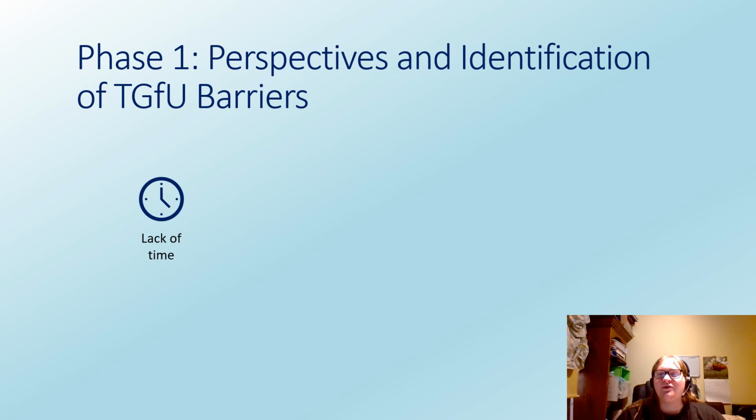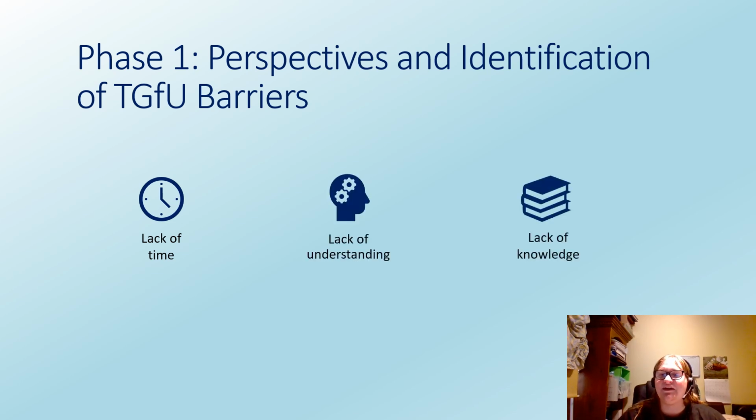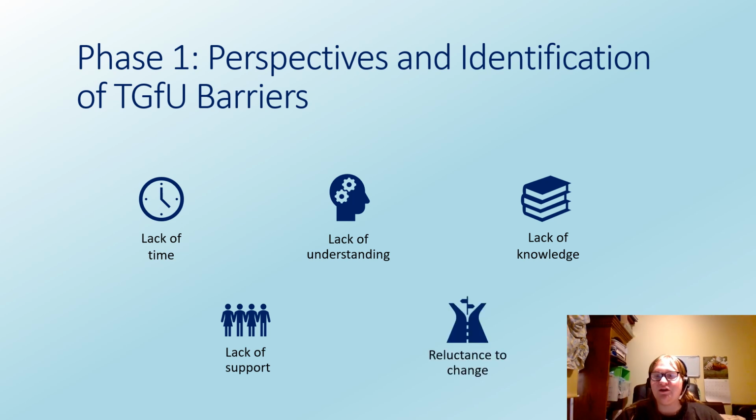So there were 5 main barriers that came out of this phase 1 research, and this included a lack of time, a lack of understanding, a lack of knowledge, a lack of support, and reluctance to change on behalf of both the teacher and their colleagues.